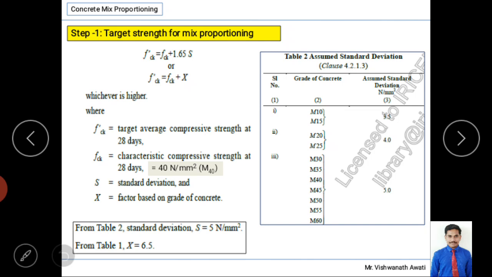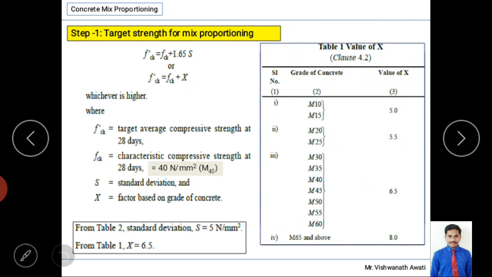So here it is the assumed standard deviation. For M40 grade of concrete, we have a value of 5, right? So for the assumed standard deviation for M40 we have 5. That's what they have taken: S is equal to 5 Newton per mm square.